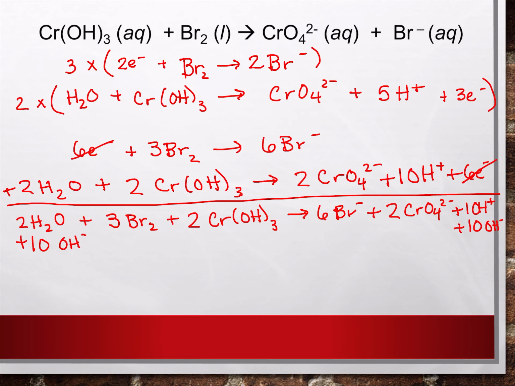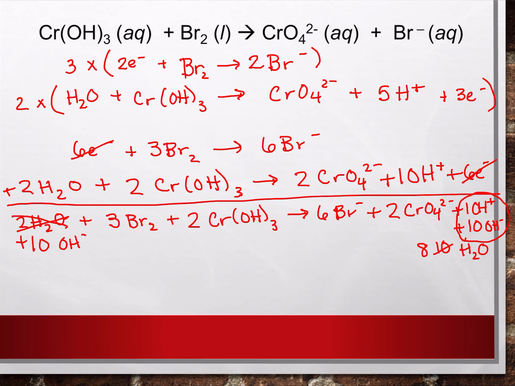When we do that, these 10 H plus and 10 OH minus make 10 waters. And we have water on the other side, so we need to cancel some of them out. So essentially the way this plays out is that we are going to subtract 2 waters from each side. When we subtract 2 waters from each side, these will be gone, and this will now be 8.